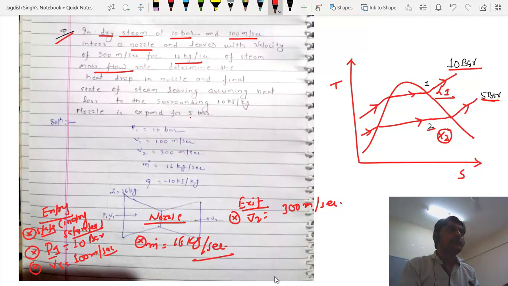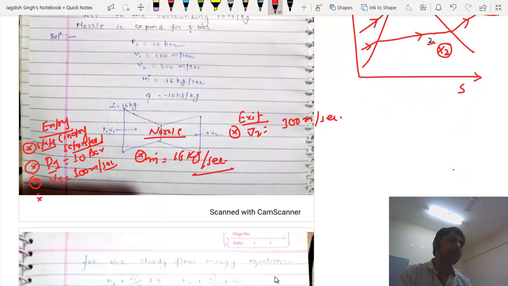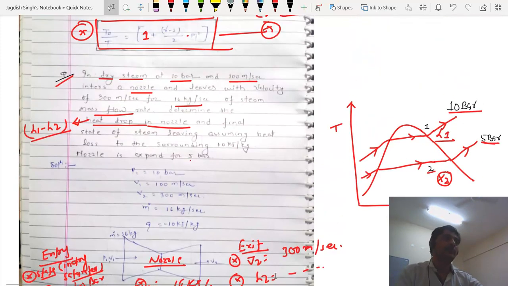We have to find the heat drop in nozzle. First we have to find the heat drop in nozzle. What is the meaning of this heat drop? Heat drop means H1 minus H2, where H1 is the enthalpy of steam at entry. This value is not given in the question, so we have to find H1. And parallelly we need to calculate H2 also. For calculating the heat drop, we need to calculate H1 and H2, and this heat drop is equal to H1 minus H2, right? And final state of steam.